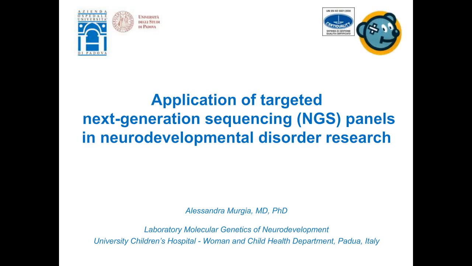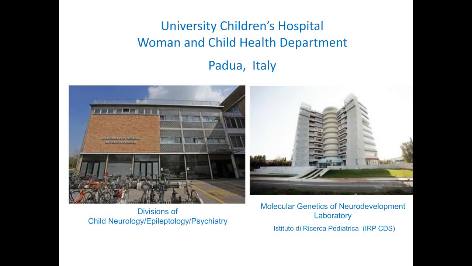Hello, everyone. So we will talk today about the application of targeted next-generation sequencing panels in neurodevelopmental disorder research. As I was presented, we are working at the University Children's Hospital in Padua. We are clinically part of the neuroscience section of our department, and the laboratory is set in a different building, as you can see here. The Laboratory of Molecular Genetics and Neurodevelopment is in the Pediatric Research Building.